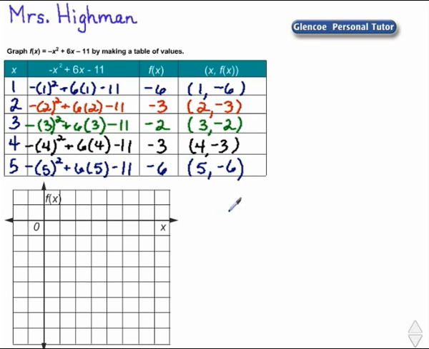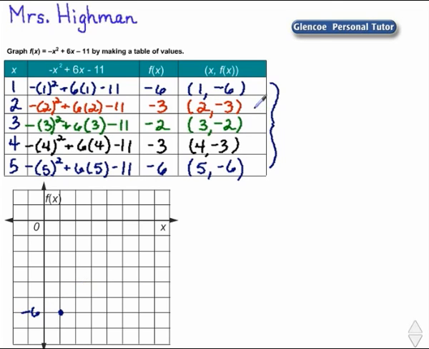So now we have to take these values that we found here, these ordered pairs in the last column, and we're going to graph those on our coordinate grid. Our first point is 1, negative 6. So we're going to go 1 to the right and down 6. 1, 2, 3, 4, 5, 6. And we're going to label that negative 6.